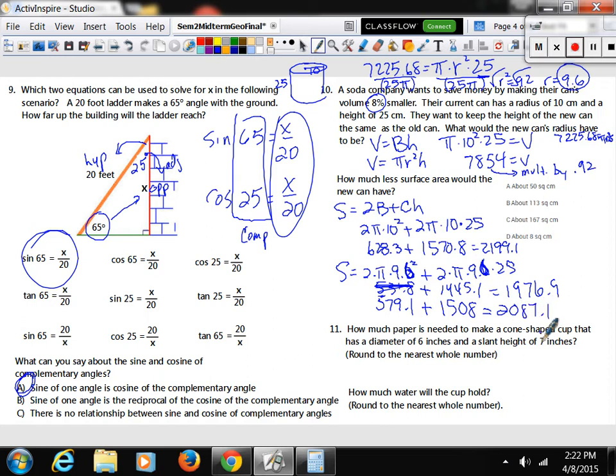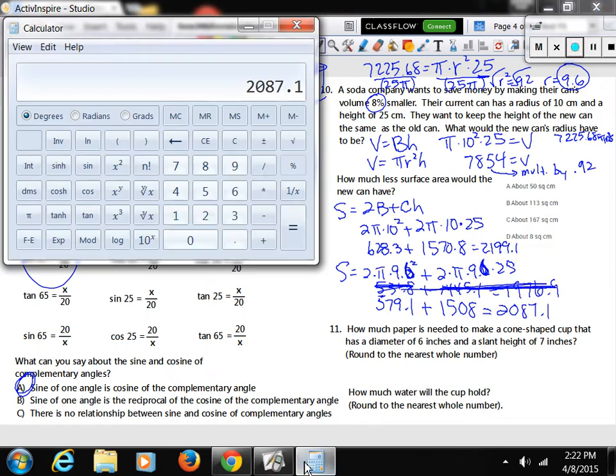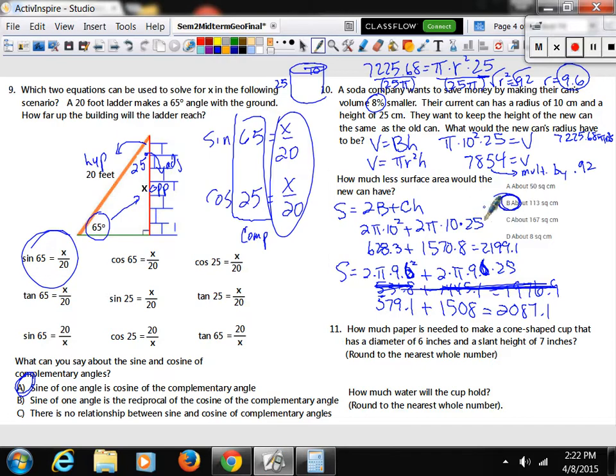And if you get rid of these numbers, because they're wrong, we subtract 2199.1 minus 2087.1. You get about 112, which is about 113. So that would be what it would be.